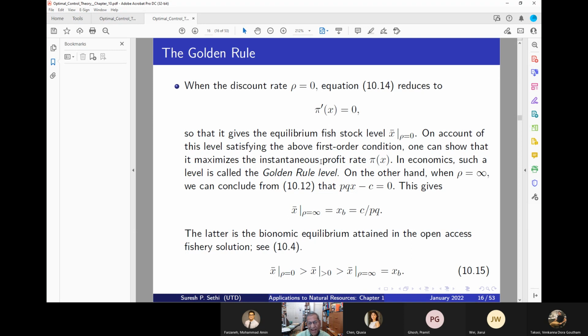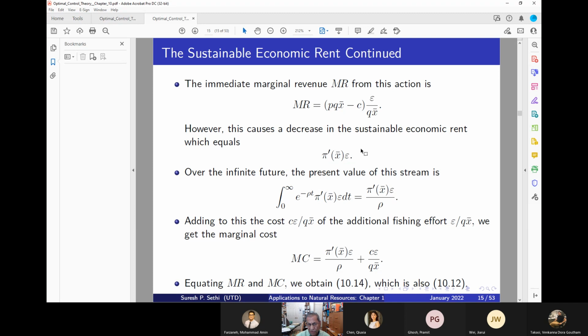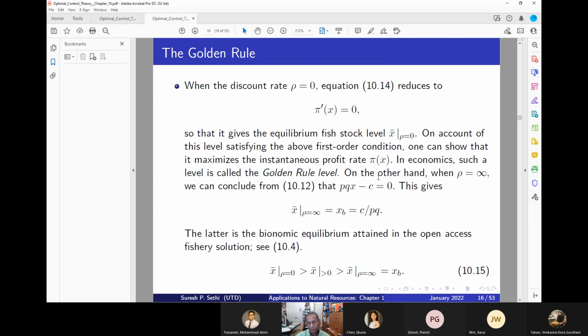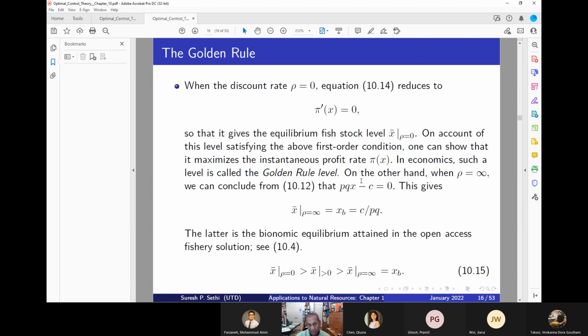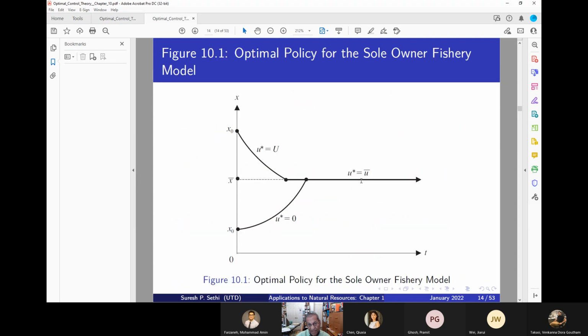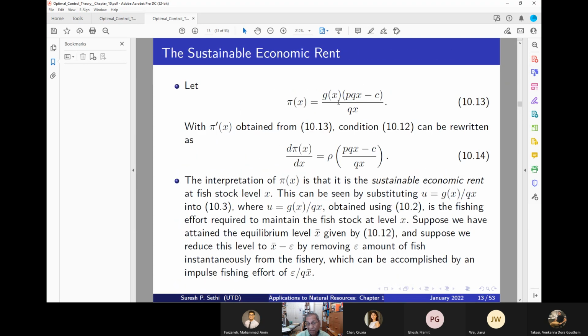And it maximizes the instantaneous profit rate. It is also called the golden rule. So the golden rule can be obtained by setting rho equal to 0 in an optimal control solution. That's one way to do it. Another way is to just optimize the integrand with respect to x, which is maximizing this quantity. The only way to maximize this quantity is to set pi prime max equal to 0.